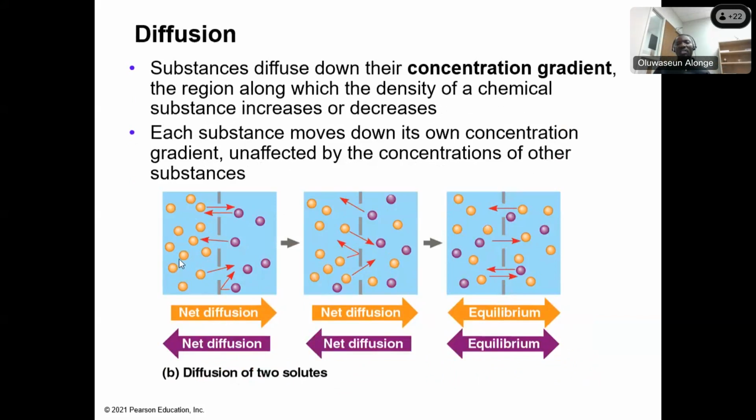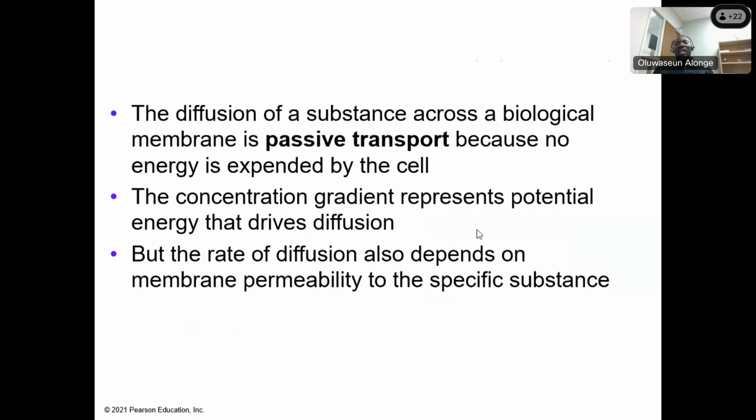We say this is net diffusion when the movement in one direction is now equal to the movement in the other direction. We call it equilibrium. At this point, everything is equal. Now, this kind of transportation that does not require energy is called passive transport. It is passive transport because it does not require ATP. No energy is required, no protein is required at this point.